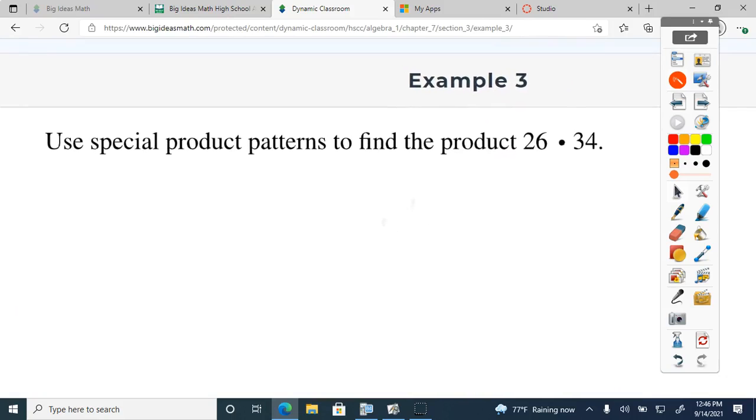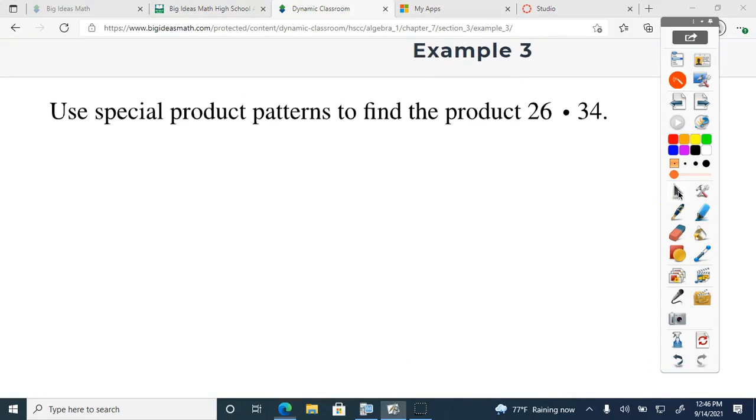All right. I can't remember if I gave you any of these or not. It says use special product patterns to find the product of 26 times 34. Now, this is just to make sure you understand the concept, okay? If you have a calculator, I realize you're just going to type in 26 times 34 and it's going to give you the answer. This is an option that you can use to help you use mental math if you could, okay?